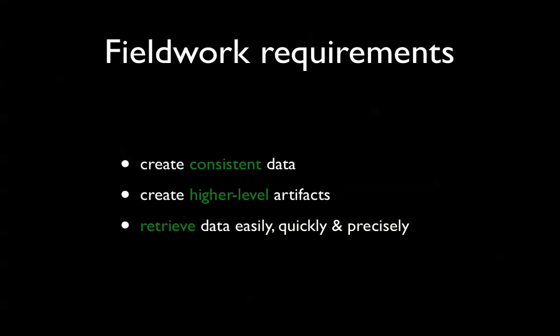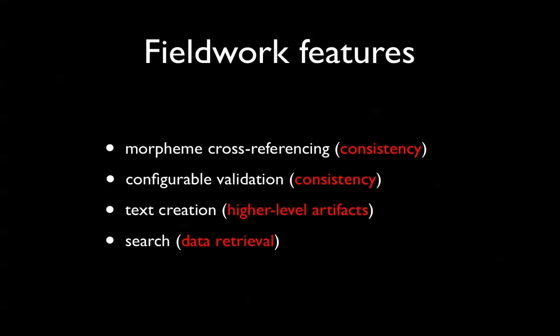These are some of the major requirements that I have for a fieldwork application. I want it to help me to create data that are consistently structured and formatted. I also want it to assist me in creating higher-level artifacts for my primary data, for example, research papers. I also want it to help me to get the data that I need with speed and precision. Some salient OLD features that respond to these requirements are listed here. Morpheme cross-referencing and configurable validation promote the creation of consistent data. The general-purpose text creation feature allows for the creation of higher-level artifacts like research papers right within the software. And the search features help us to quickly get precisely the data we need.